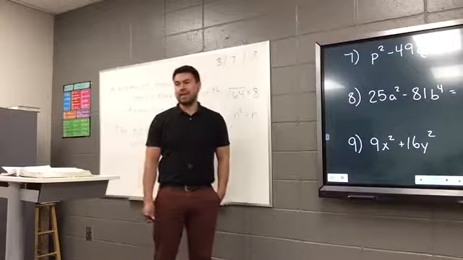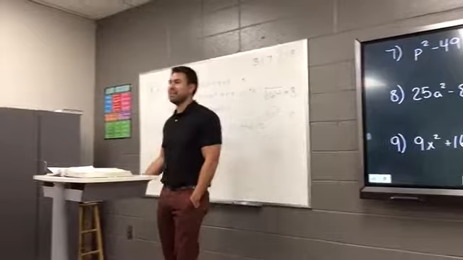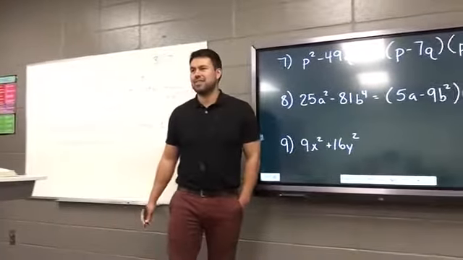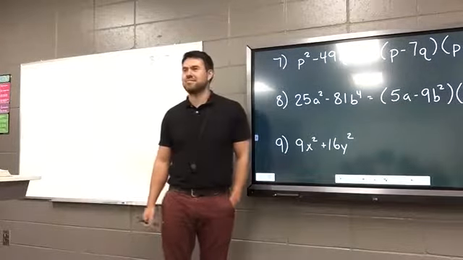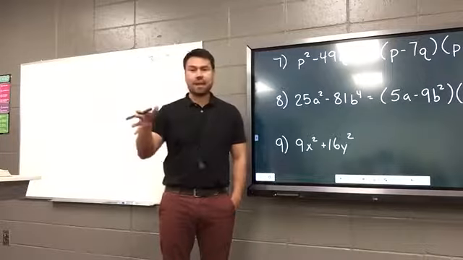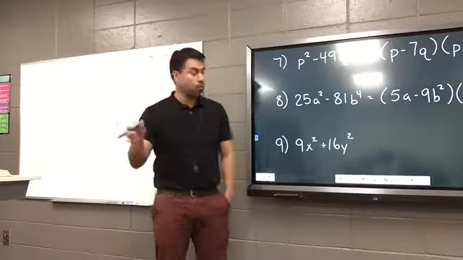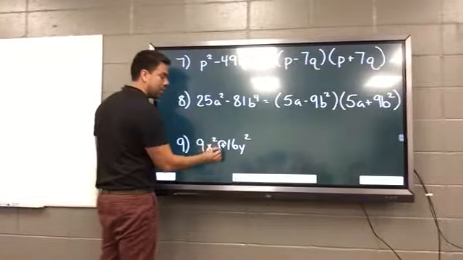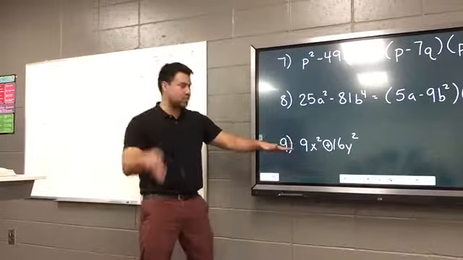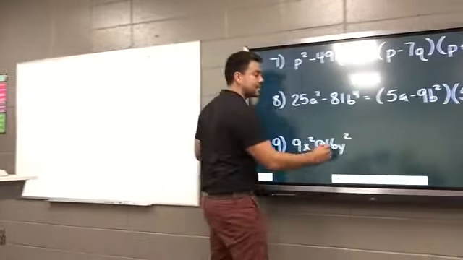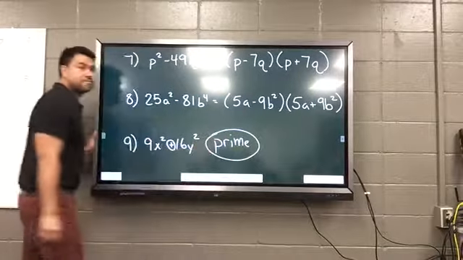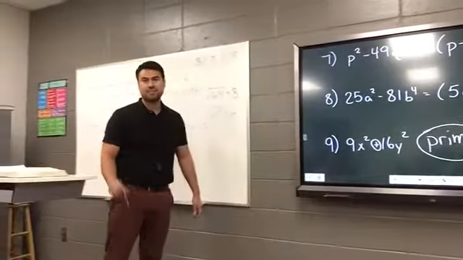Number 9 is going to be Ellie. 3x minus 4y times 3x plus 4y. In the other class, same thing happened. That would have worked out really well if this were a negative sign. Is it a difference of squares? So this answer would be prime. There's nothing else you can do to it.